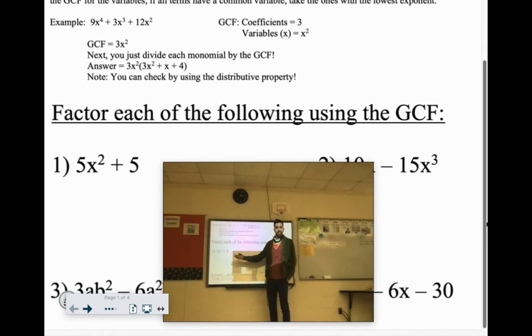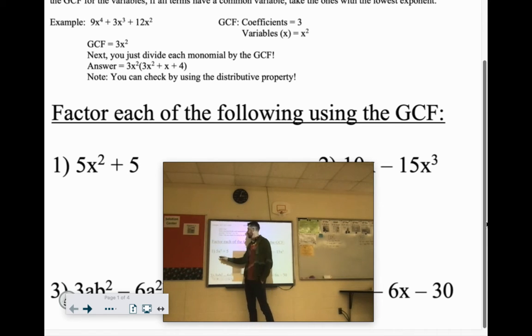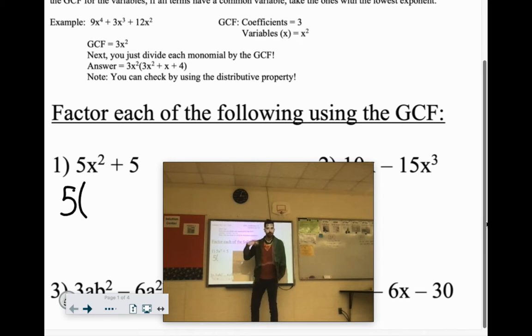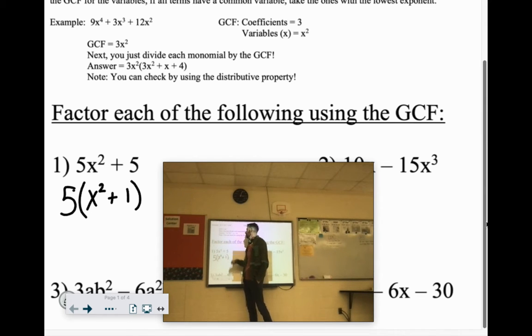Well, they don't both have an x, but look at the regular numbers, 5 and 5. Okay, we can factor out a 5. Kick out a 5, and then really we're dividing these by 5. It's like the opposite of distributing. So 5 times x squared is 5x squared, and 5 times positive 1 would give you that plus 5. And we can't go any further with that.